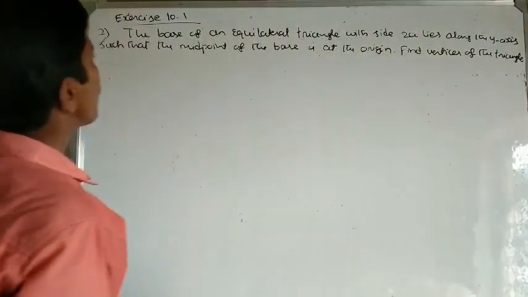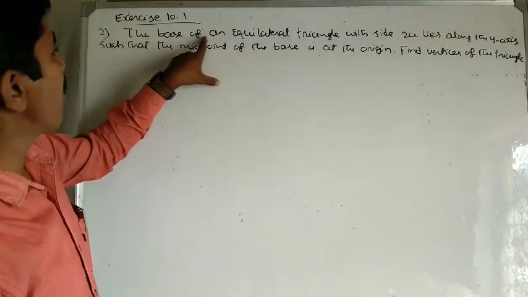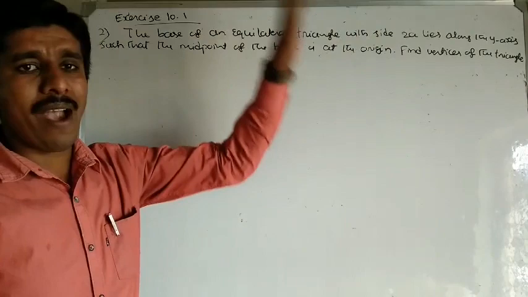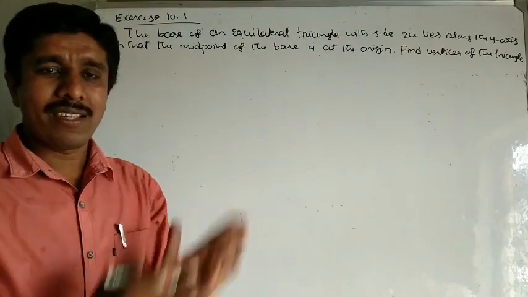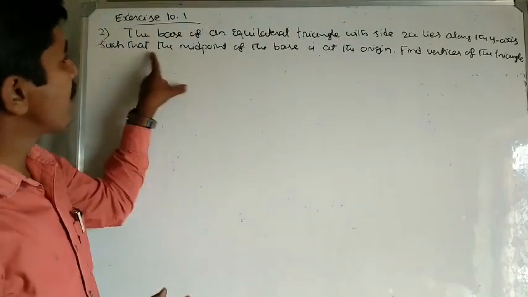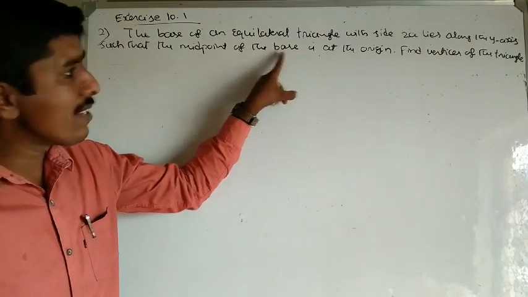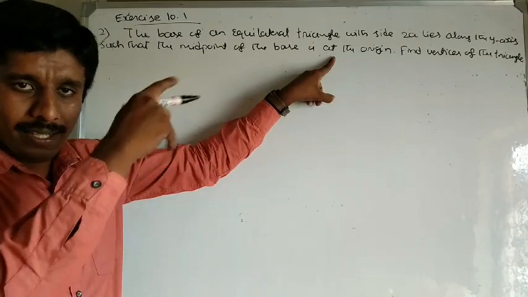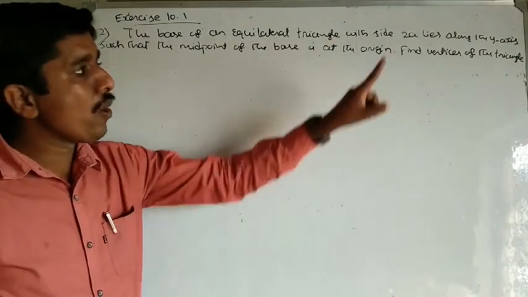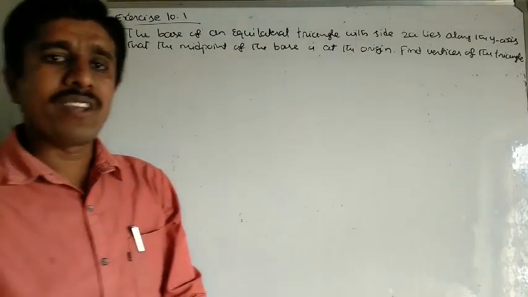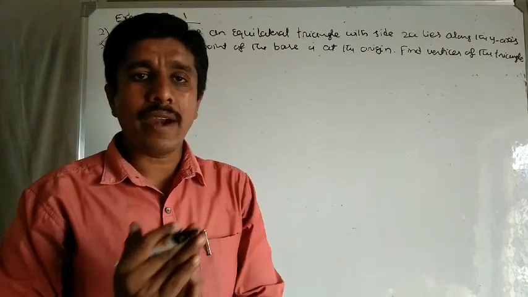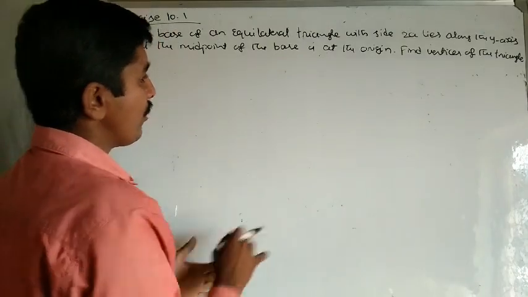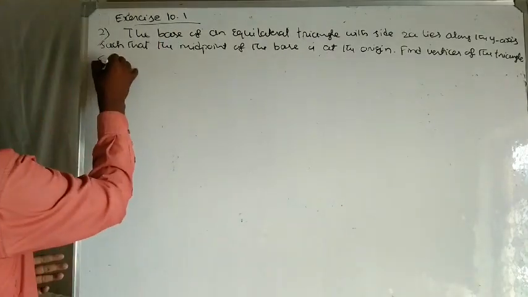Read the problem. The base of an equilateral triangle with the side 2a lies along the y-axis such that the midpoint of the base is at the origin. Find the vertices of the triangle. Find vertices means find the coordinates of the vertices of the triangle. Got it. First draw the xy plane.